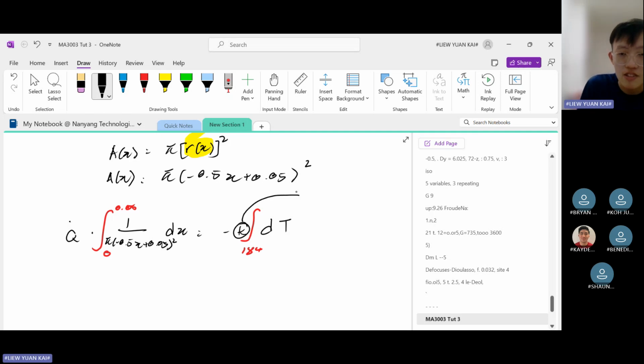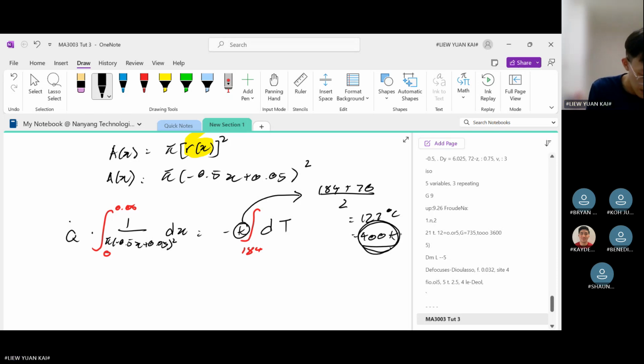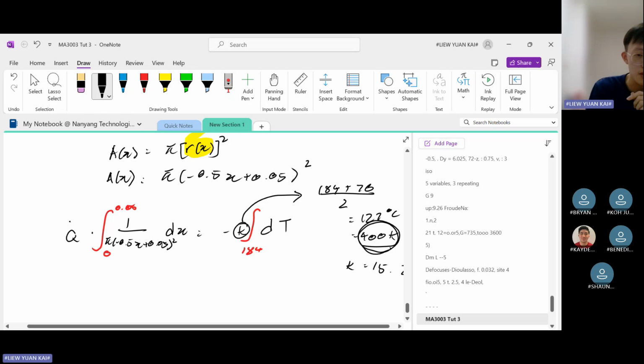Okay, now let me tell you something. To find this k, you need to use the average temperature of the stainless steel cone. So the base was 184, right? And then the top was 70 degrees Celsius. So divided by 2, you get 127 degrees Celsius. In kelvins, this is 400 Kelvin. So when you go to the textbook and find the conductivity of stainless steel, you find the value of K at 400 Kelvin. If you do that, you should get a value of K of 15.2. Okay, so we will sub K as 15.2. Let's just continue.